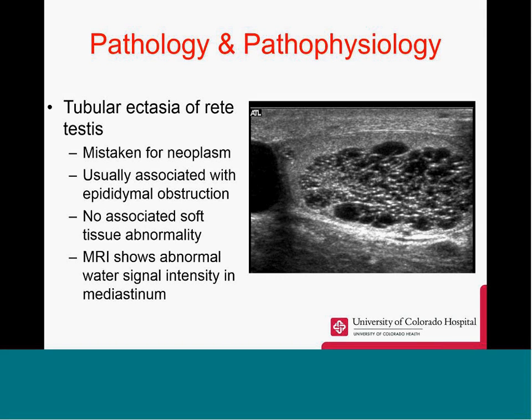This is tubular ectasia of the rete testis. This is often mistaken for a neoplasm. Here is the entire normal testicle. This gentleman also has probably a spermatocele, not completely imaged here. This is usually associated with epididymal obstruction, most commonly vasectomy. There is no soft tissue abnormality. This can help you discern it from a neoplasm. MRI will give you a definite diagnosis of an abnormal water signal intensity within the mediastinum.